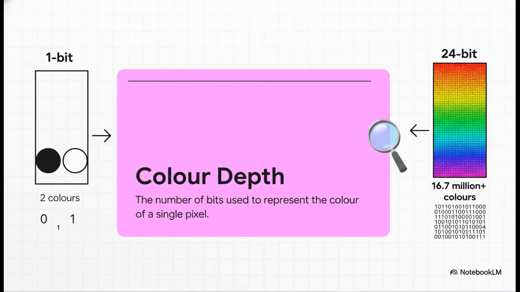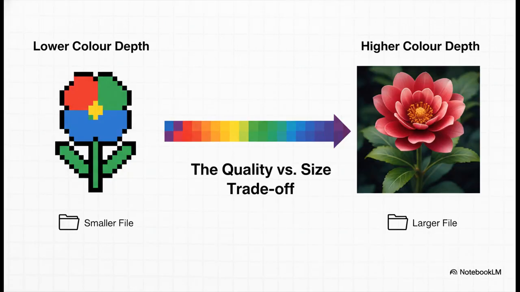So, how much information do we store for each pixel's color? That's what we call color depth. For example, a really simple 1-bit color depth can only show 2 colors, like black and white. But a 24-bit color depth uses a lot more data for each pixel, which lets it represent over 16 million different colors. And here it is again, that trade-off.